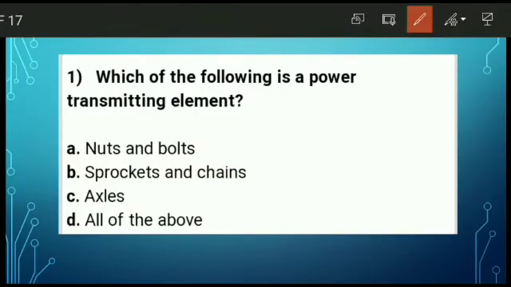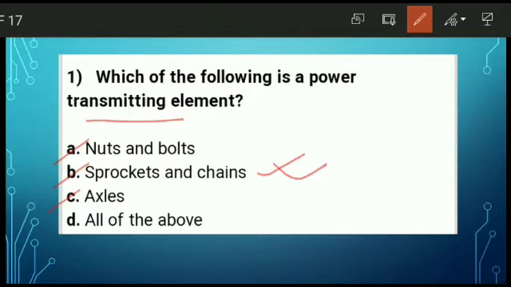This is question number 1. Which of the following is a power transmitting element? Option A, nuts and bolts. Nuts and bolts are joining elements. These are not power transmitting elements. Sprocket and chains are power transmitting elements, which we can see on bikes, scooters, cycles, and many more power tools, etc. Axles are not power transmitting elements. So option B is the correct answer.